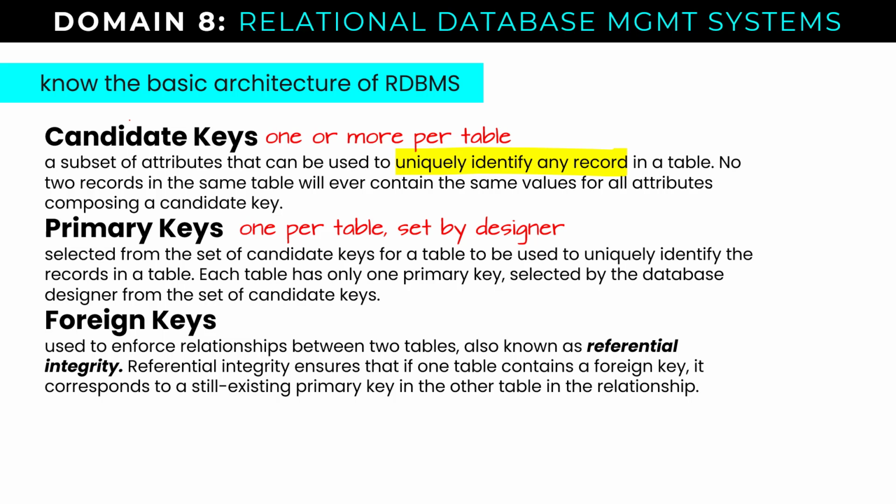Foreign keys are used to enforce relationships between two tables in a relational database. It enforces what's known as referential integrity. So it ensures that if one table contains a foreign key, it corresponds to a still existing primary key. So what do I mean by that? Let's just have a look.